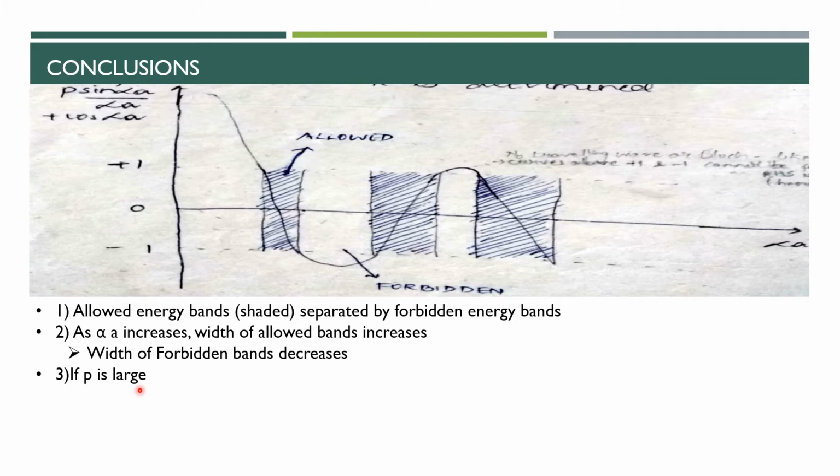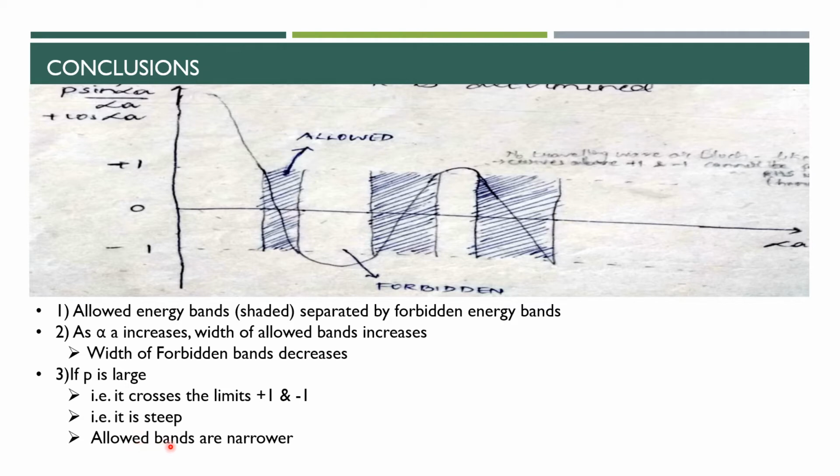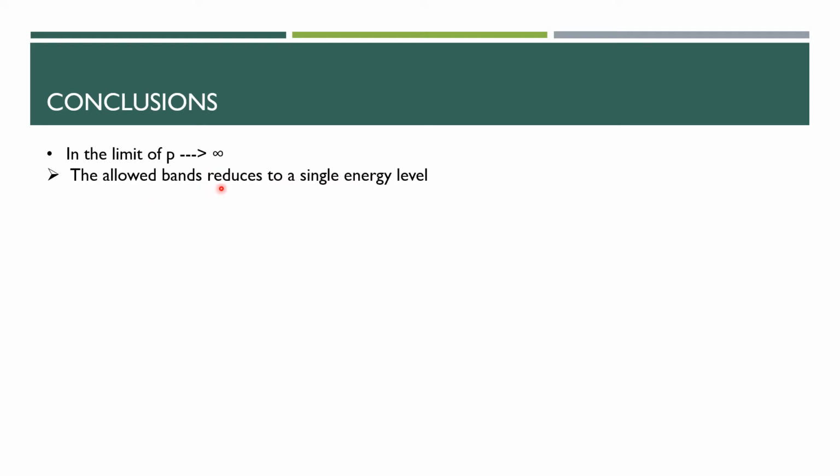If P is large, that is, it crosses the limits +1 and -1, that is, it is steep, the allowed bands will become narrower and the forbidden bands become wider. In the limit of P tending to infinity, the allowed bands reduce to a single energy level. That is, we'll get a discrete energy spectrum of isolated atoms.